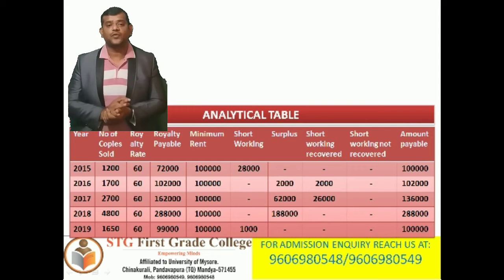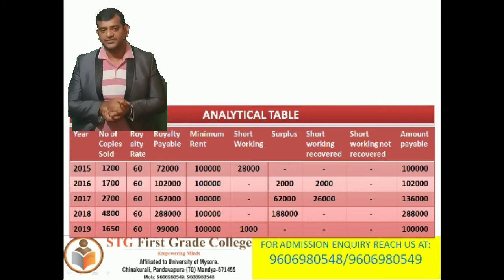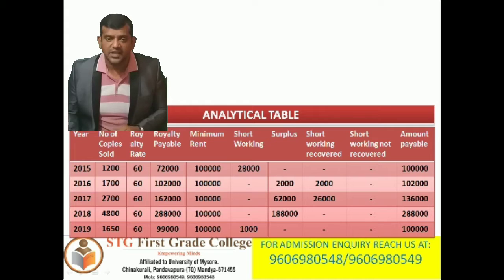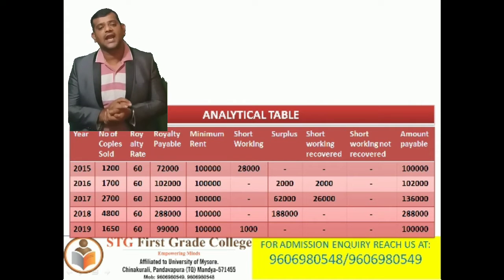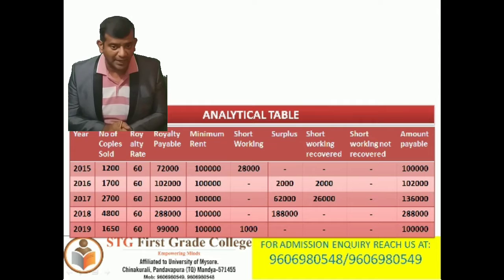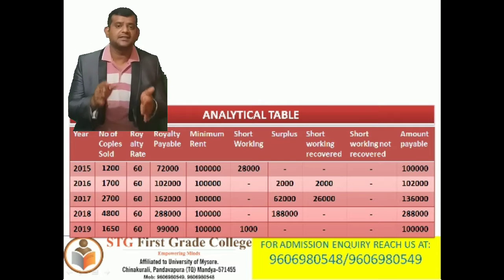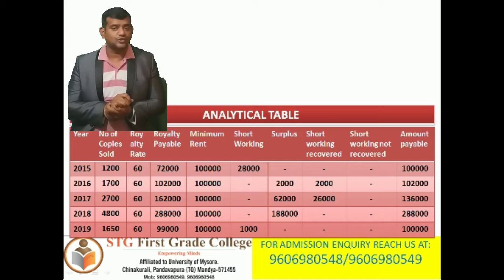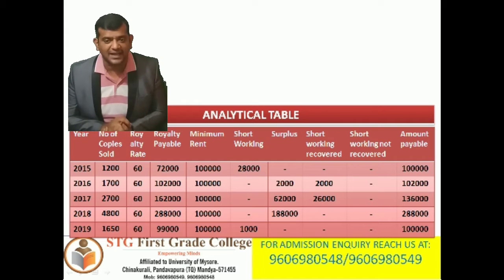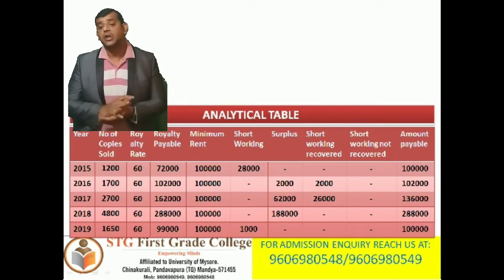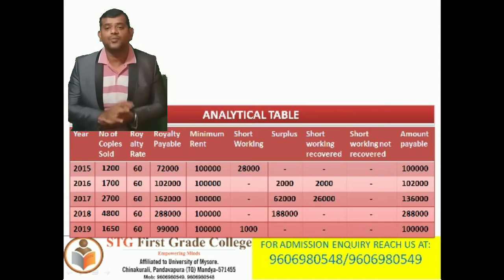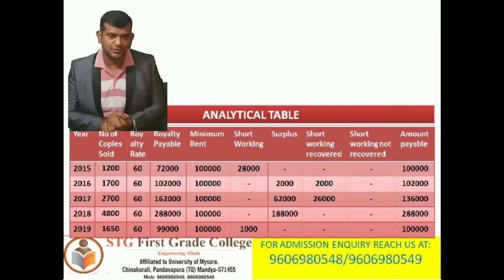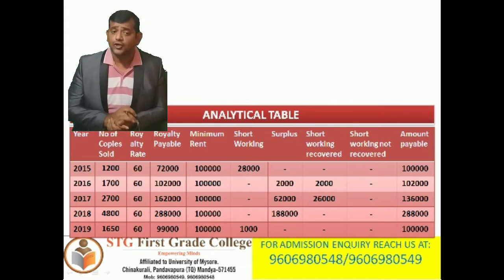Further moving on to 2018, 4,800 was the number of copies sold at the rate of 60 rupees. So royalty payable is 2,88,000 rupees. Minimum rent 1 lakh rupees. So 2,88,000 minus 1 lakh, surplus is 1,88,000 rupees in the year 2018, because there is no short working. Short working recovered nil, short working not recovered also nil. So amount payable is 2,88,000 rupees.